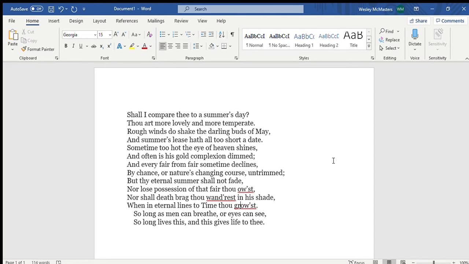Some of the qualities of a Shakespearean sonnet. This is Shakespeare's probably most famous sonnet, Sonnet 18, Shall I Compare Thee to a Summer's Day? A couple things that all Shakespearean sonnets have in common: 14 lines. You can see that easily enough, right?